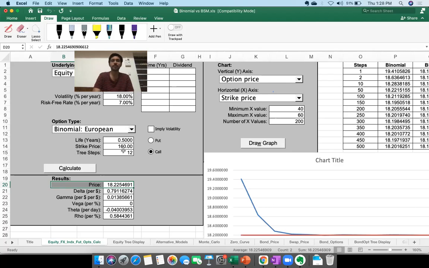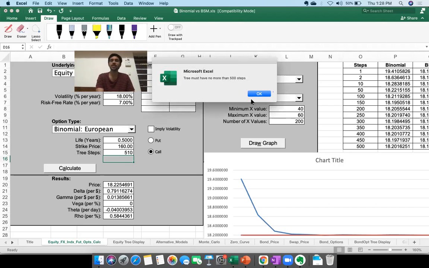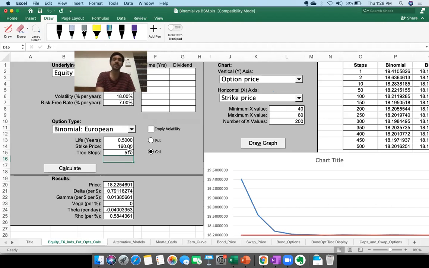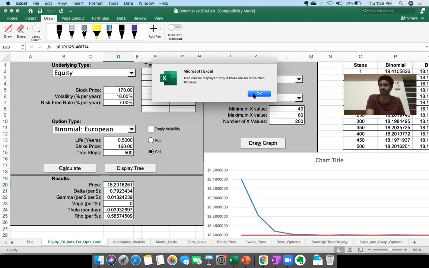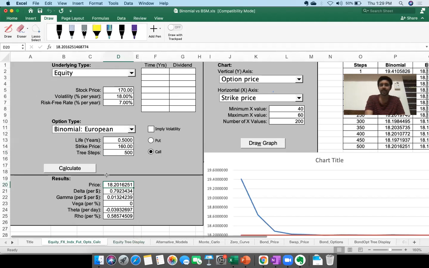Second, if I press 510 time steps and press calculate, it won't give me an answer because the maximum number of time steps can only be 500. Beyond 500, it won't give me the price of the call option also. So if I press 500 here and press calculate, it's going to give me the value of the call option to be 18.20, but it obviously won't display the tree because for the tree the maximum is only 10. And if I press anything more than 500, it won't give me the value of the call option also. That is the second disadvantage.